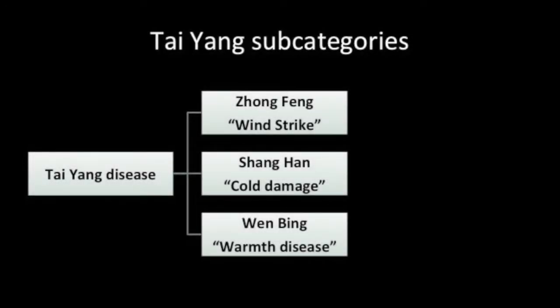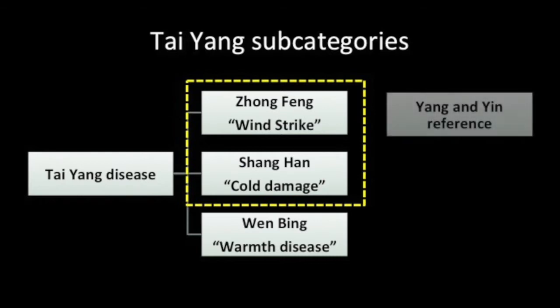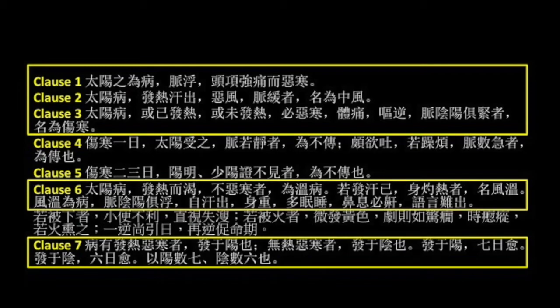Tai Yang disease is divided into 3 major disease subcategories: wind strike or Zhong Feng, cold damage or Shang Han, and warmth disease or Wen Bing. A considerable part of the Tai Yang section focuses on the wind strike and cold damage categories, and that will be my focus in future Shang Han Lun videos. There is also a reference to Yang and Yin disease differentiation. In the original text, these definitions are given in clauses 1, 2, 3, 6, and 7.